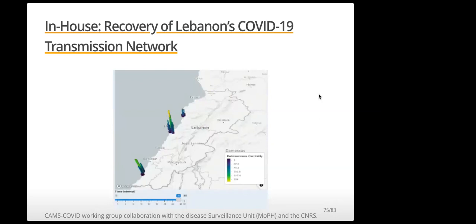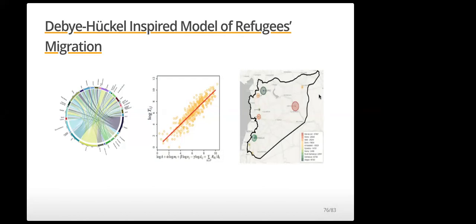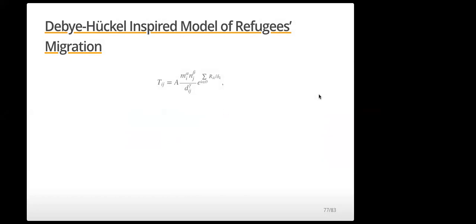I've also been looking at refugee migration. So you have a network of where the refugees start and where the refugees end. From that, you recover a kind of gravity type model of refugee migration. You have a refugee moving from one place to the other based on attraction and repulsion laws.